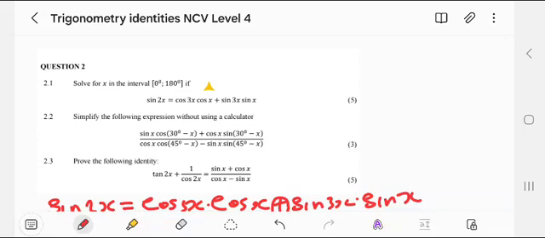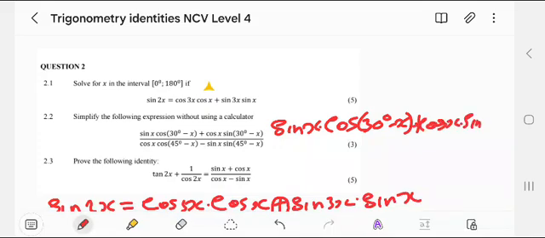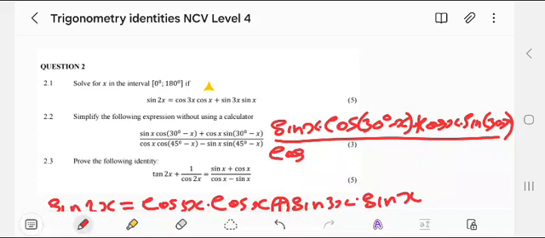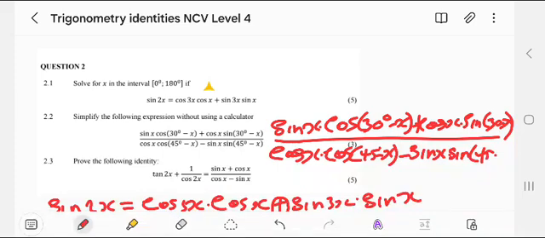Here in 2.2 we are given to simplify this: sine x multiplied by cos of 30 degrees minus x, plus cos x multiplied by sine of 30 minus x, all over cos x multiplied by cos of 45 degrees minus x, minus sine x multiplied by sine of 45 minus x. This is what we are given there.